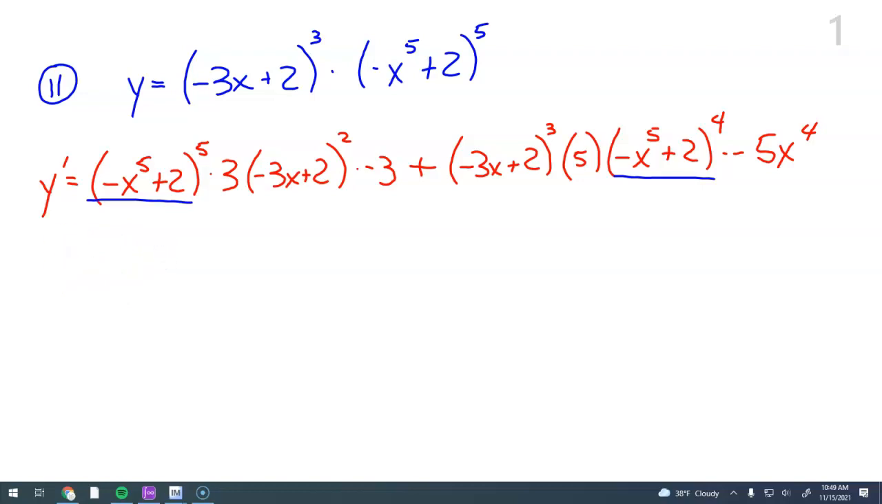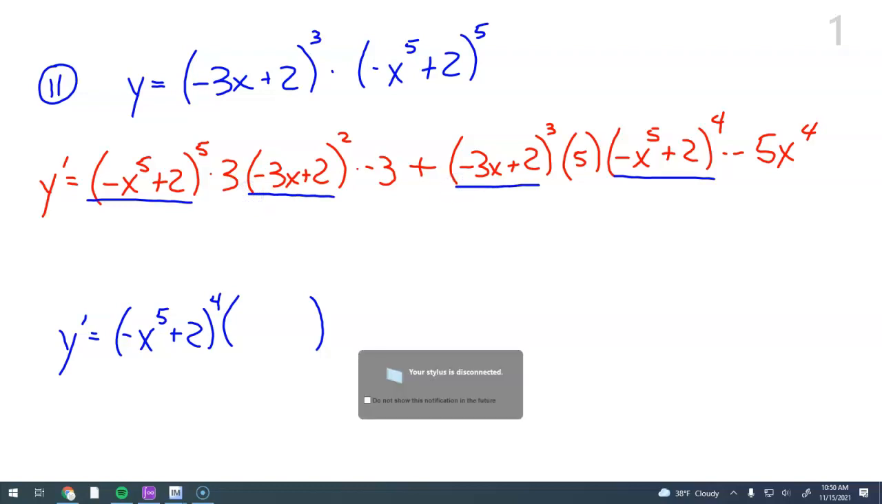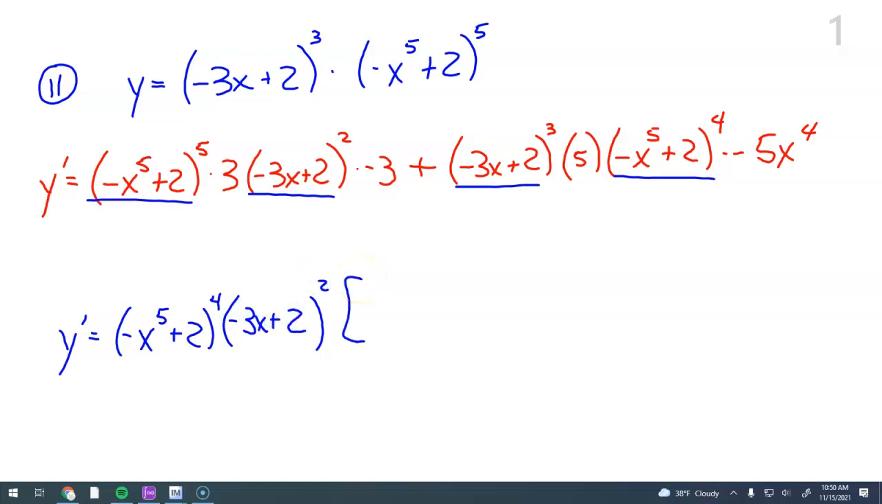So I'm going to have 4 of those. Leave some space to show what's going on if I need to. So I'm going to have negative x to the 5th plus 2 to the 4th. How many negative 3x plus 2's can I take out? Got 2 there and 3 there, so I can take 2 out. So negative 3x plus 2, I can take 2 out. So what you just did was divide both of these terms by negative x to the 5th plus 2 to the 4th and negative 3x plus 2 squared.